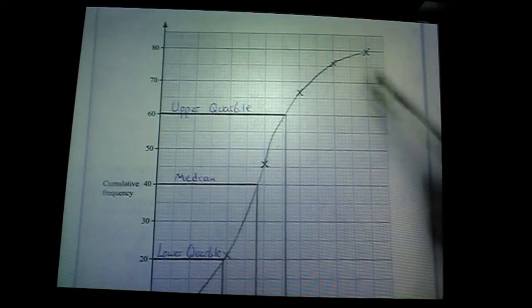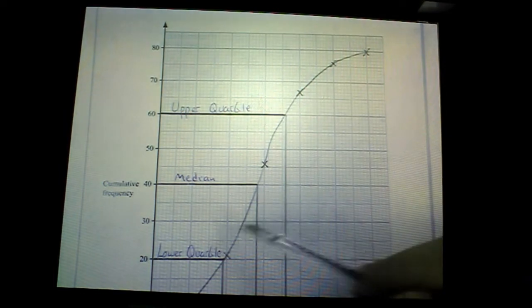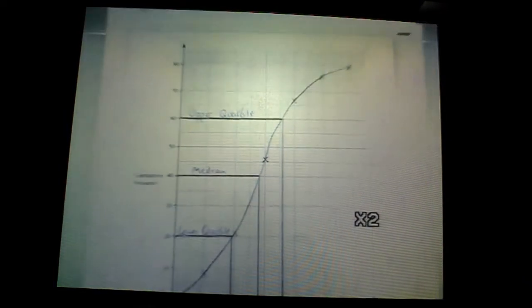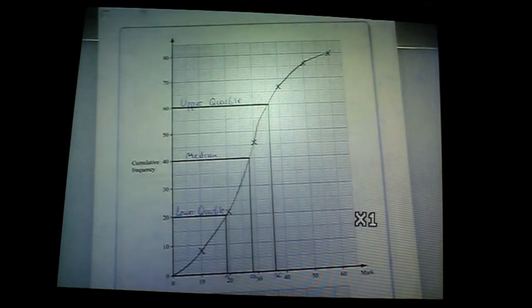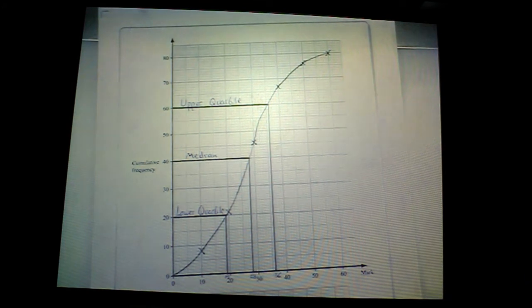It's got to go through every single point. Even if you miss out by a little bit, you'll lose a mark, so don't do that. And that's it. Right, draw the box plot below it. It says the lowest mark was 9 and the highest mark was 52. So here we go.